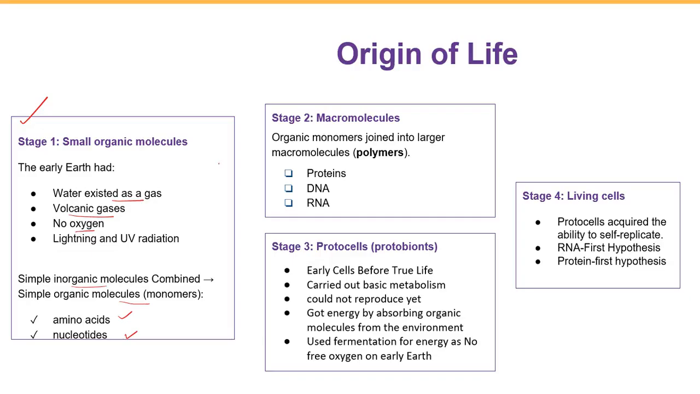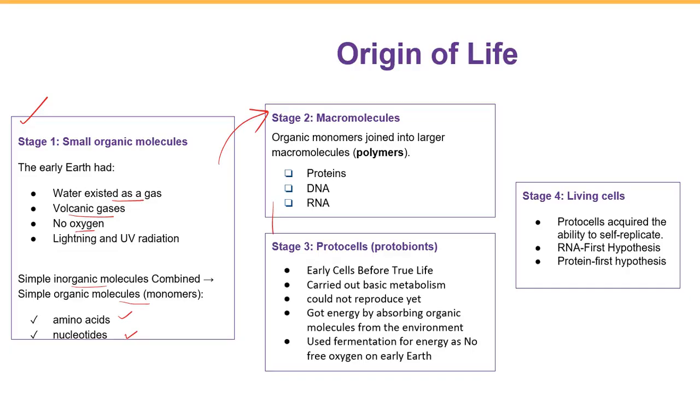And then after years and years, formation of macromolecules at stage 2 happened once we had these amino acids and nucleotides as our monomers. Then they joined together and made the polymers or macromolecules like protein, DNA, RNA. So in stage 2, we move from small molecules to larger biological molecules needed for life.